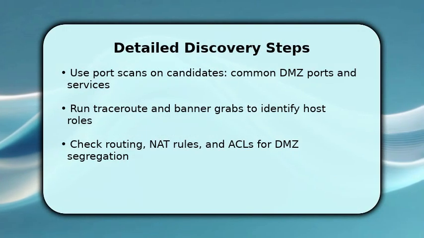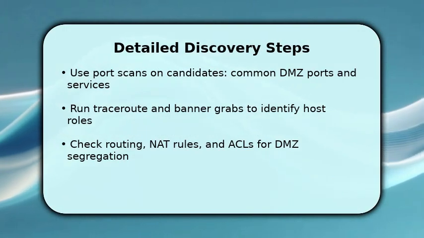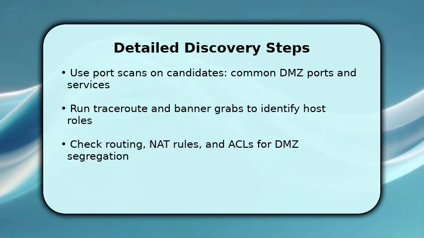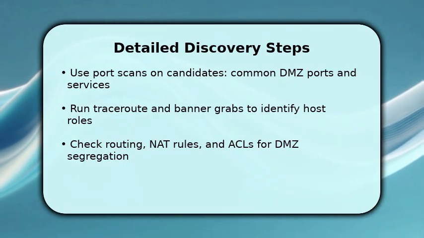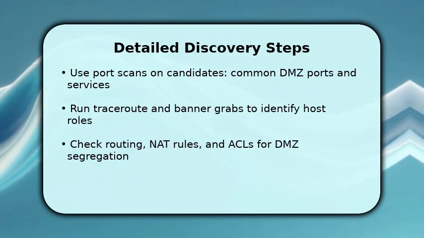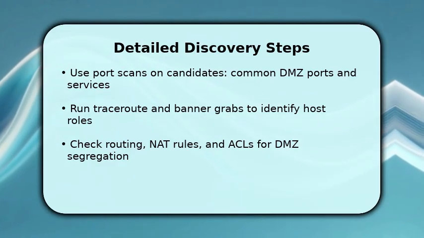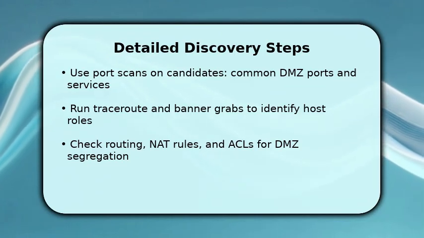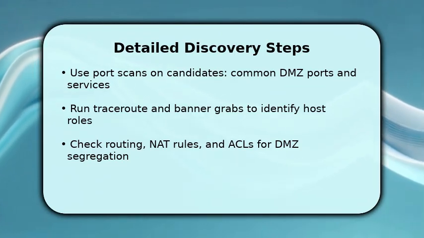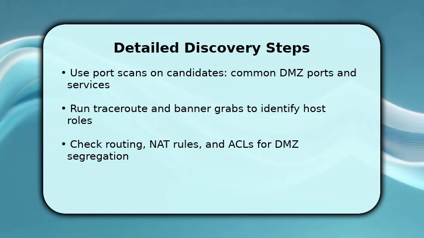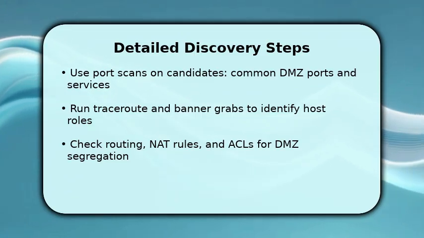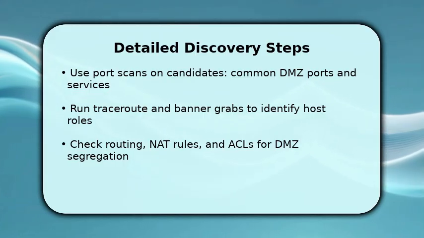Once you have candidate IPs, perform targeted port scans to reveal services typical of a DMZ, web, mail, proxies. At the same time, run traceroute to see network hops and use banner grabs to determine software fingerprints. This explains why a host sits outside core networks. Cross-reference results with routing tables and NAT translations to confirm segregation.